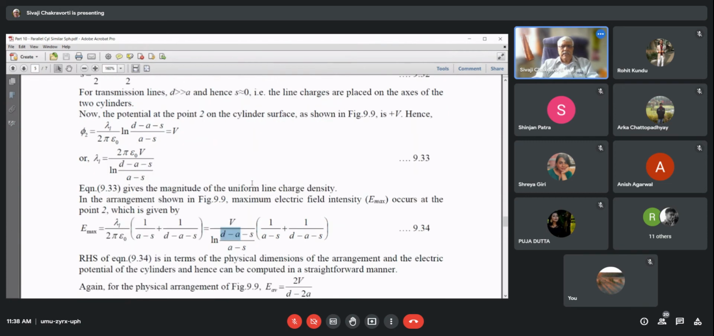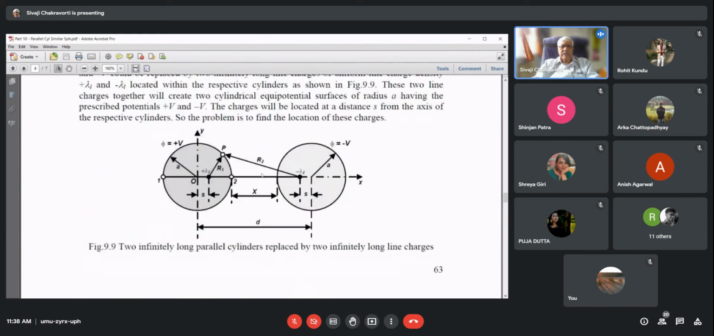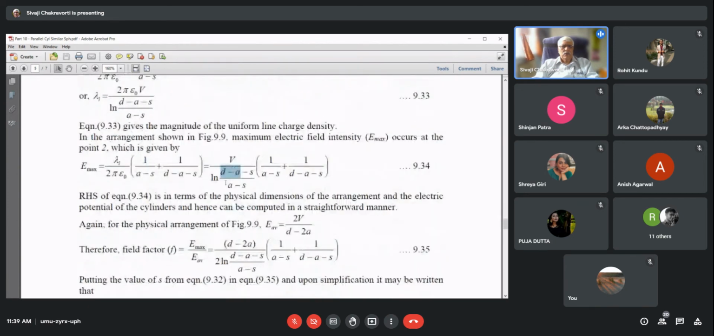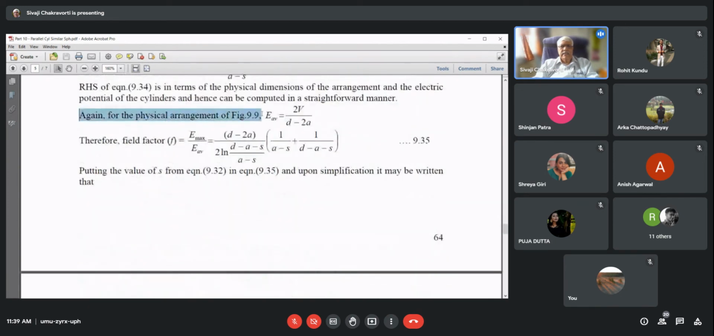And what about E average? E average is the potential difference, which is 2V, and the minimum distance, which is X. X is D minus 2A. So here it is that E average is 2V by this. And so field factor, it is E max by E average, and 9.35 is the field factor.